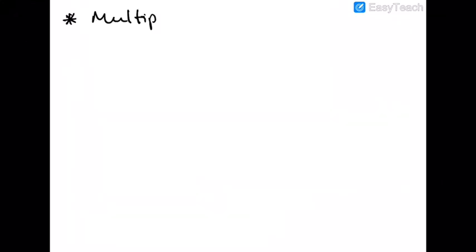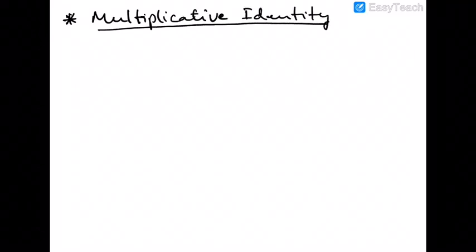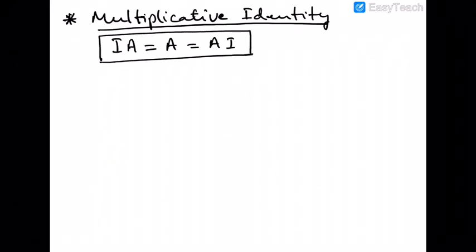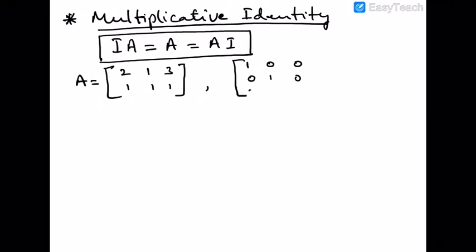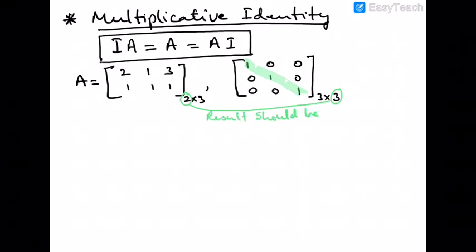Now let's talk about the multiplicative identity. That is, if we multiply an identity matrix with matrix A, then the result will be matrix A itself. So if matrix A equals 2, 1, 3, 1, 1, 1, and the identity matrix, we know that all diagonal parts are 1. So 1, 0, 0, 0, 1, 0, 0, 0, 1. Matrix A is of order 2 by 3 and I is 3 by 3, and we can clearly see that our result should be of order 2 by 3.